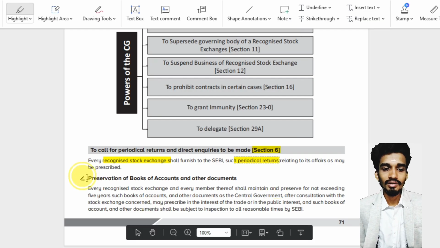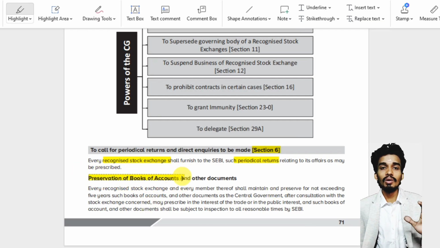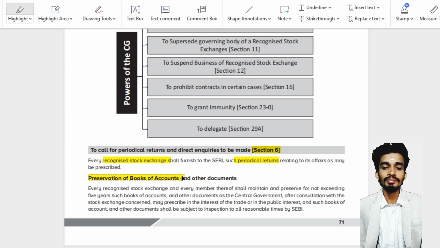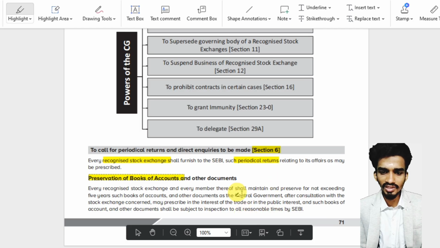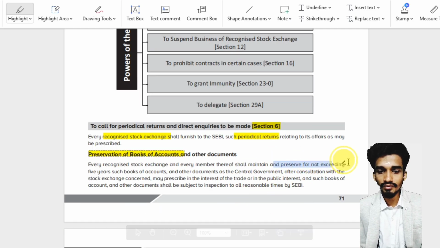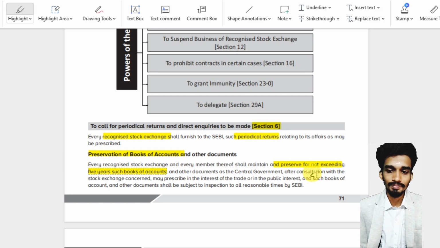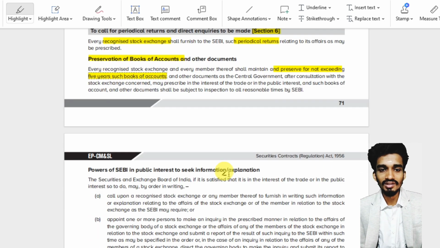And here, the preservation of books and accounts. For how many years do I have to, as a stock exchange, preserve these books of accounts? Generally, it is for 5 years, not exceeding 5 years. For a minimum period, they have to preserve these books and documents for 5 years. But whenever there is a dispute or a case going on regarding these, then they have to preserve them till the dispute gets over. So generally it's 5 years.